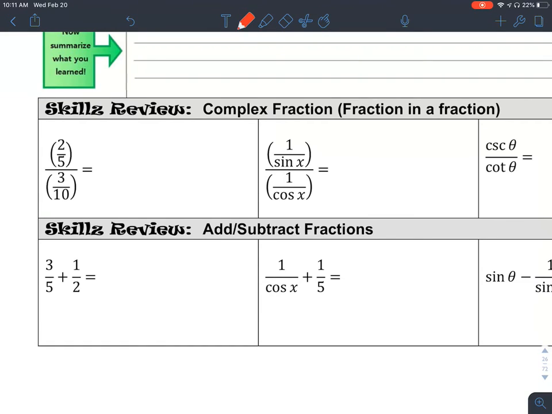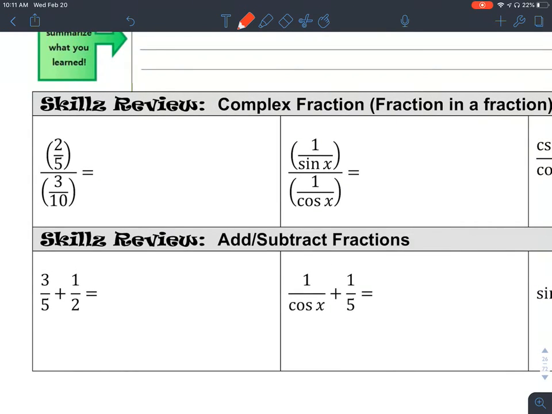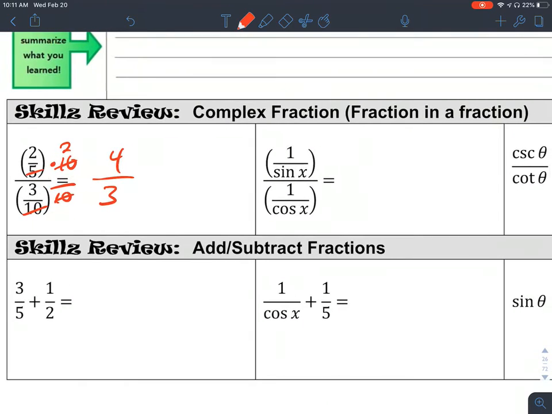How do you reduce complex fractions? Well, I like to multiply by 1 in the form of the least common denominator. 10 over 10 is the same as 1. 10 divided by 10 cancels, we get 3. On the top, 10 divided by 5 is 2. 2 times 2 is 4. This is 4/3.